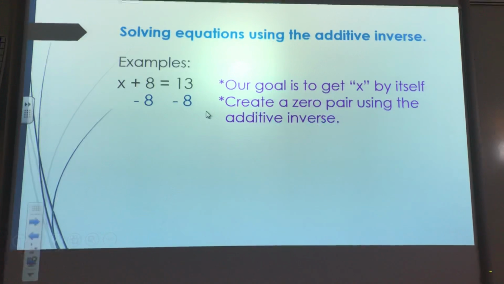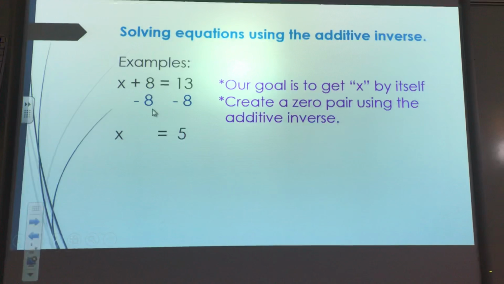So what we're going to do is we're going to use the additive inverse to create a zero pair. So the additive inverse of a +8 is a -8, or the opposite of adding 8 to any number or variable would be subtracting 8. And we have to make sure that whatever we're doing to one side of the equal sign, we do the exact same thing to the other side. So if we're going to subtract 8 from this side, we need to subtract 8 from this side.